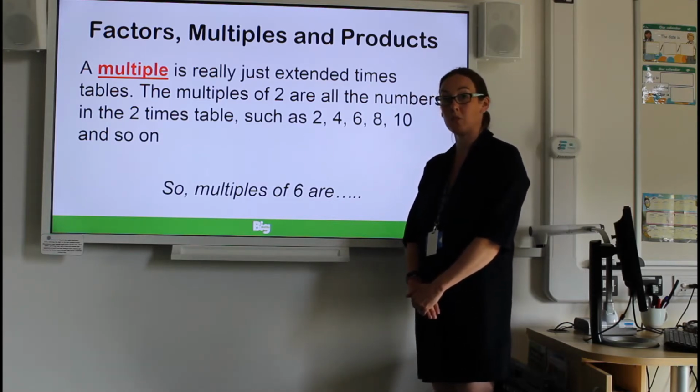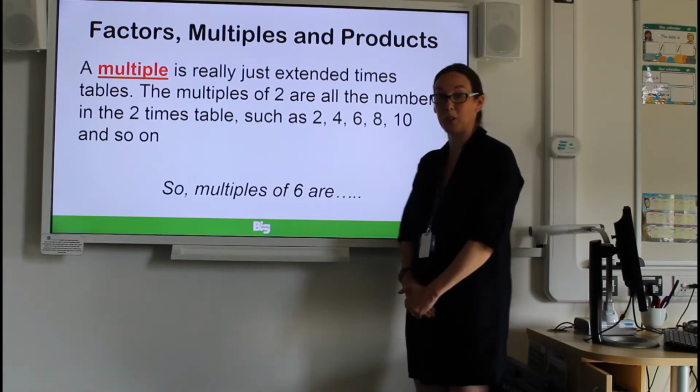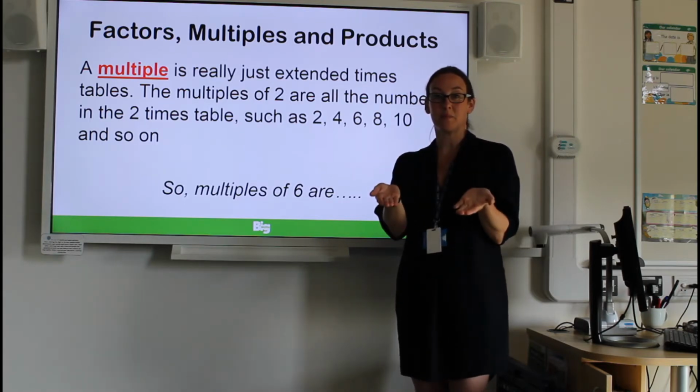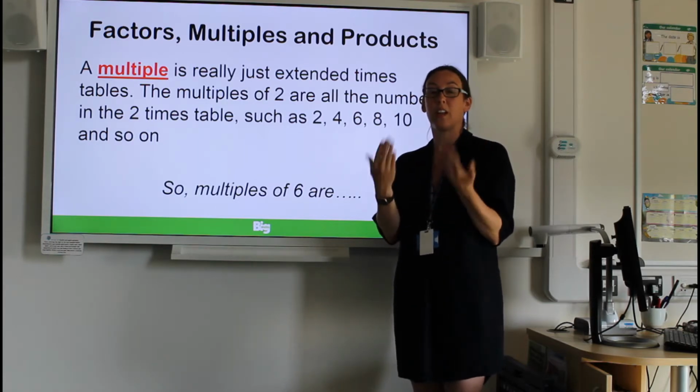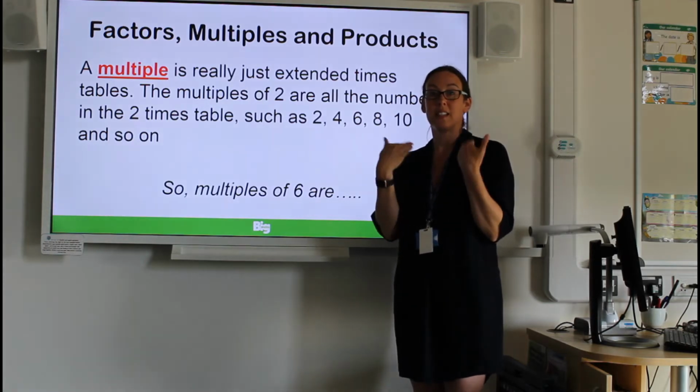So together now, let's see if we can revise our understanding of multiples of 6. We will do my turn, your turn, and we will alternate. Okay, so are you ready? 6, 18, 30, 42, 54, 66.